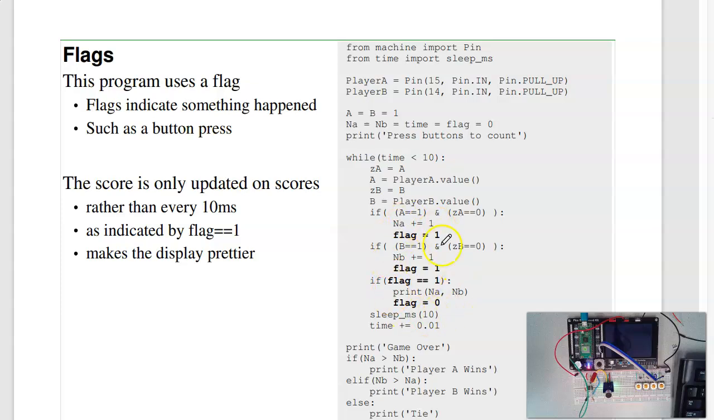So this is a way that I can set up the program. Instead of constantly displaying the time and the score, I'll only display it when a button's pushed. That's what a flag does. It's not really necessary, but kind of cleans up the display, makes it prettier.